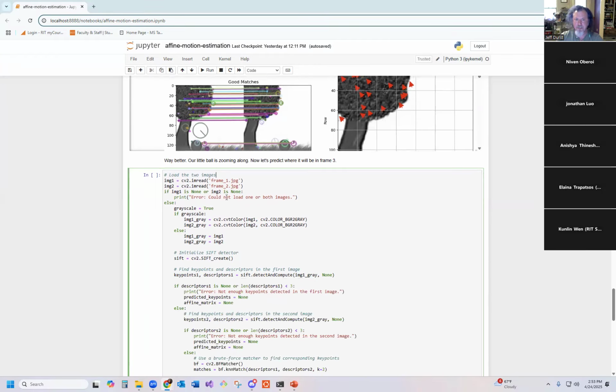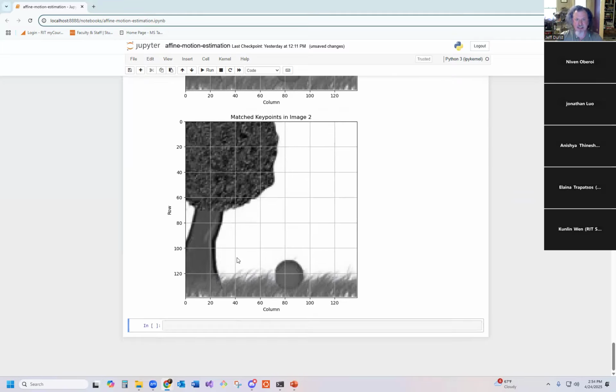And we can do that here, where I want to know where the ball is going to be in the third frame if I calculate it with my affine motion equations, or if I calculate it just by looking at the third frame. So at the bottom here, I gave it the equation of motion we got right here.